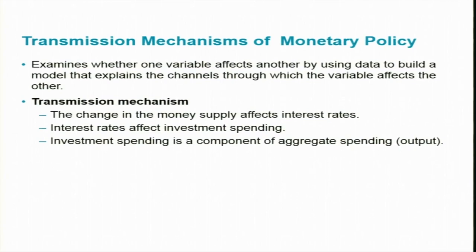So here the overall transmission mechanism looks like this: the change in the money supply affects interest rate. Interest rates affect investment spending. This is what we know overall. This is our general understanding of the conventional monetary transmission mechanism. So in this session, we are going into more detail. We'll discuss the conventional one in a little more detail, then we'll also discuss the other mechanisms of monetary policy transmission.